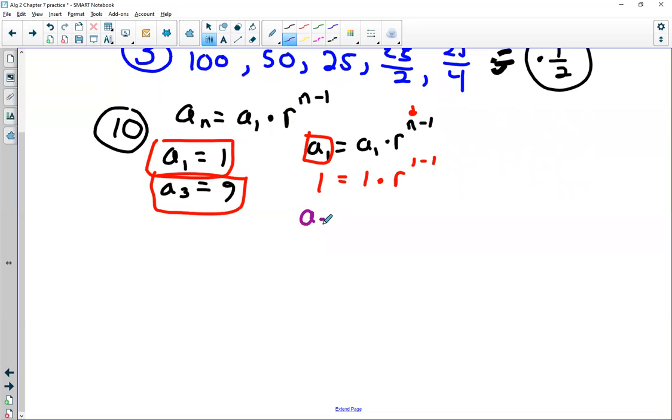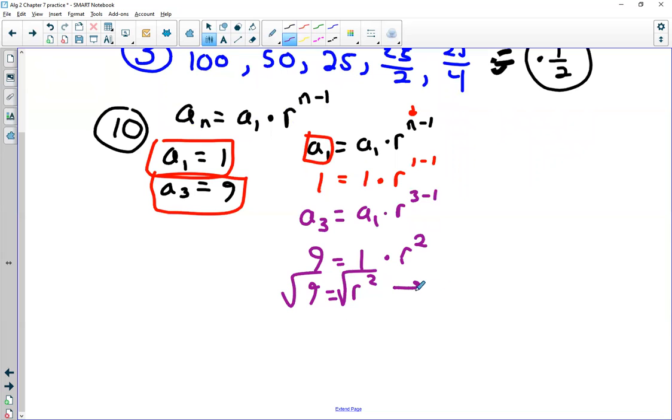Let's talk about this. a_3 equals a_1 times r to the 3 minus 1. We actually have the value for a_3. What's the value for a_3? 9 equals, we have the value for a_1, which in this case is 1, times r. 3 minus 1 is 2. Okay, 9 equals r squared. How do we get r squared by itself? Square root it. So 3 equals r.